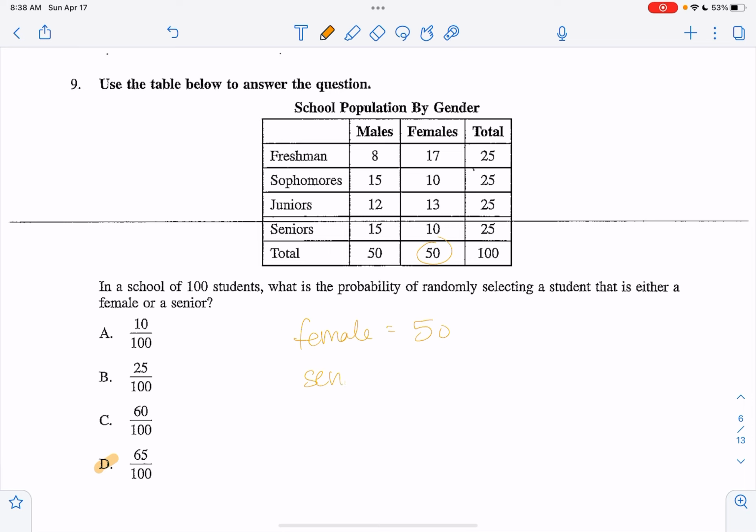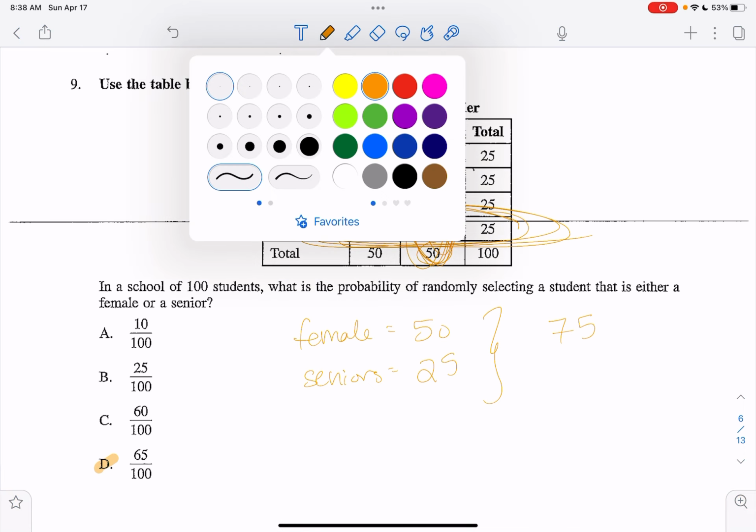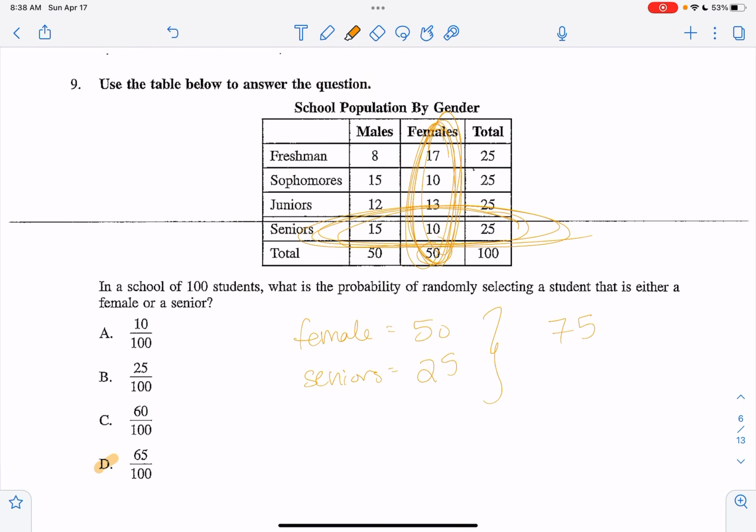And then the seniors, the total is this row, 25. And if you look at these two circles, you did a double count. So it looks like there's 75, but we double counted this 10 that's in the middle here. So because we double counted 10, you're gonna have to subtract 10, and that will be 65 out of 100.